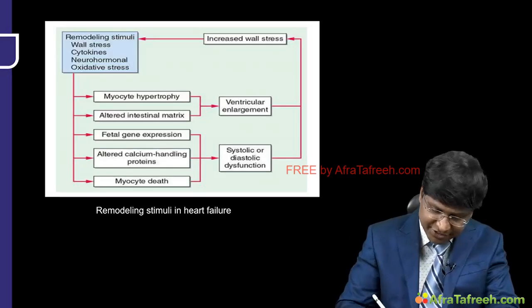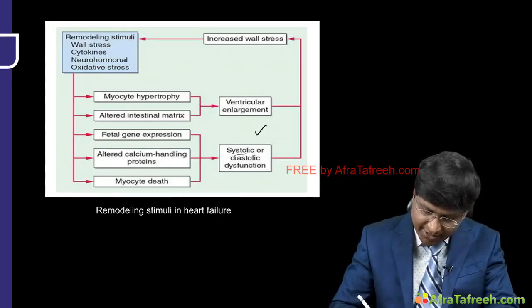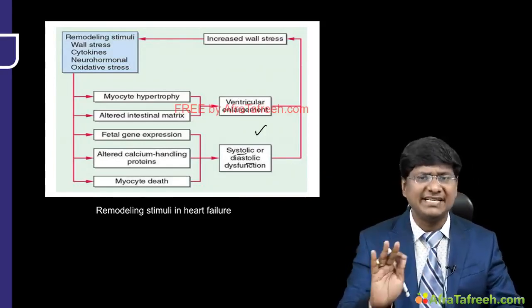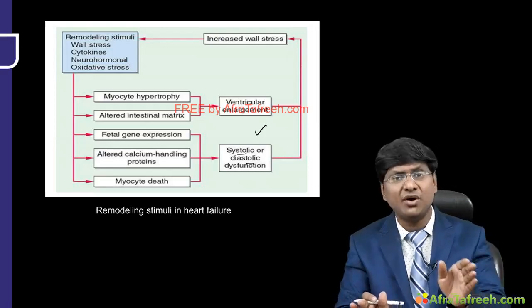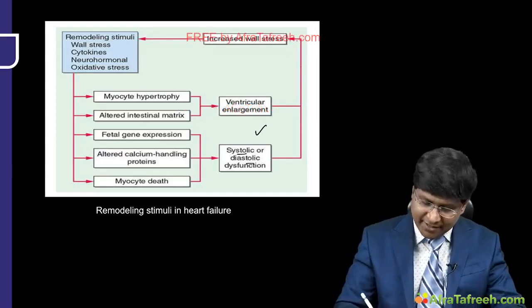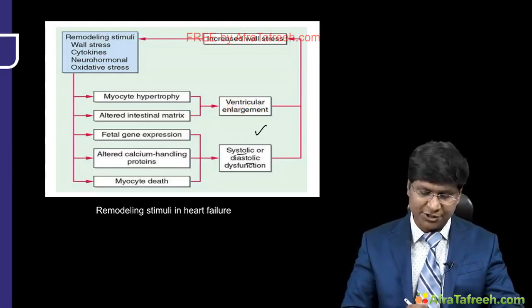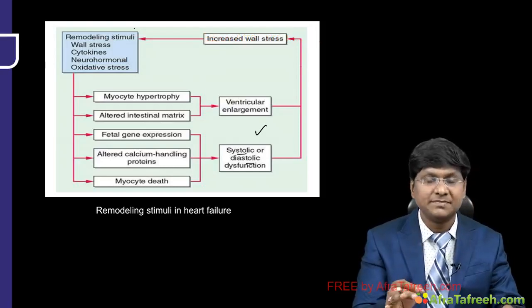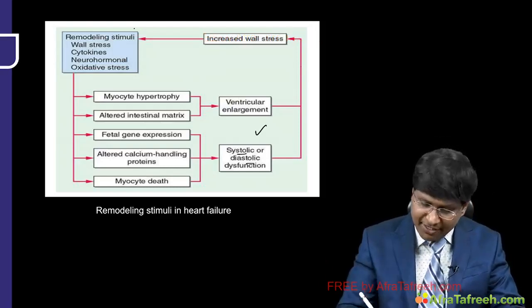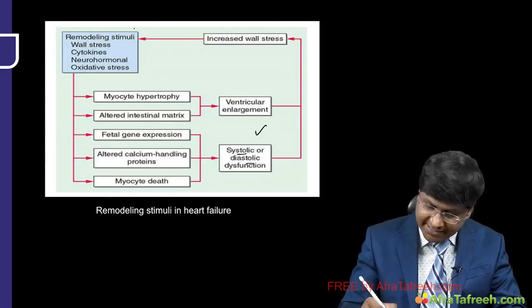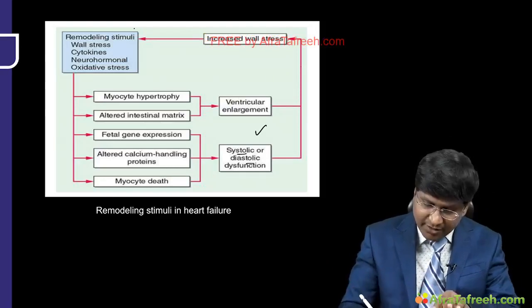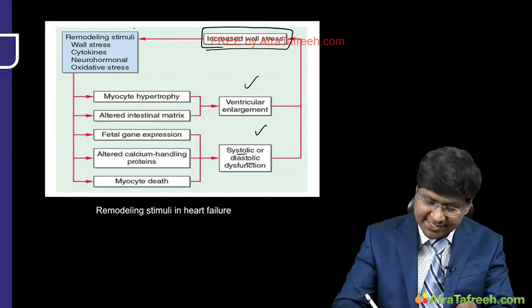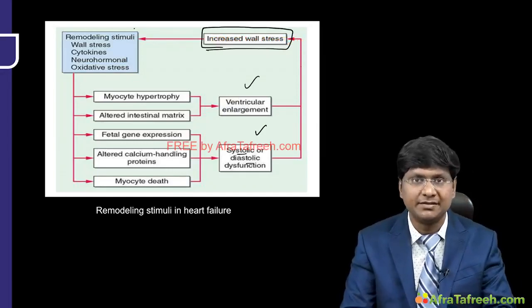Now in these patients either systolic or diastolic dysfunction develops, and that could be because of the index event, either an acute event or a chronic event. This systolic or diastolic dysfunction occurs as a part of the stimulus that is the index event, and because of it the individual develops increased wall stress. Why is there increased wall stress? That is because of ventricular enlargement, right?